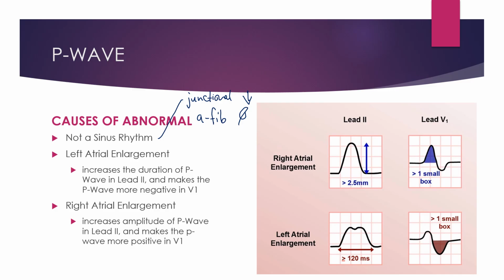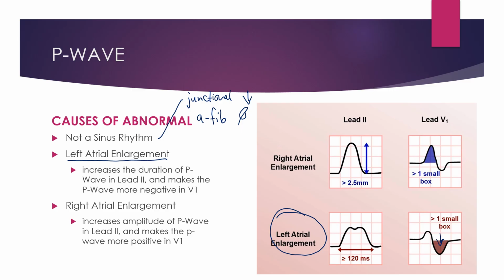Other things that can cause P waves to be abnormal are changes in the size of the atria. So left atrial enlargement will increase the duration of the P wave in lead 2. So we're down here at the bottom of the screen. Left atrial enlargement will increase the duration of the P wave, meaning it will be greater than or equal to 120 milliseconds or 0.12 seconds wide. It will also cause the P wave to become more than one small box negative in V1.